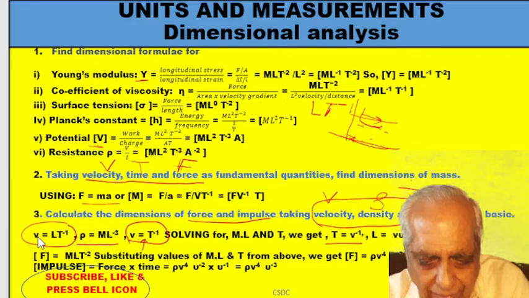Now M I will get from here. M is density into L raised to 3. Here it will become positive. Value of L I know, I have just calculated, and density is fundamental, so I get the value of M also. Now I know all the three: time, length and mass in terms of fundamental. Now force, you know, is M L T raised to minus 2. Substitute the value of M, L and T, you will get the answer.